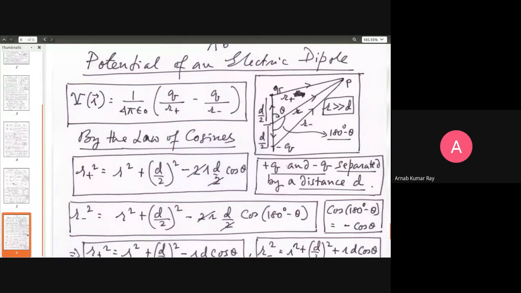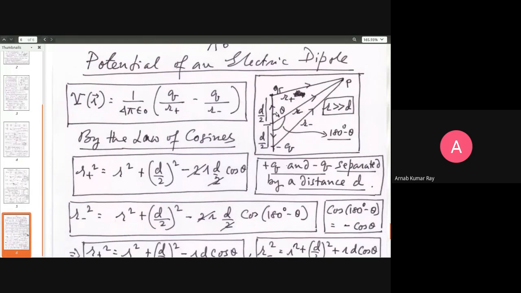Also, it should indicate something else, that plus q and minus q are attracting each other. So the force acting between these two will be inward, not outward. So the inward turning arrowheads will indicate these two things. Anyway, I'll correct this note and give it to you later.